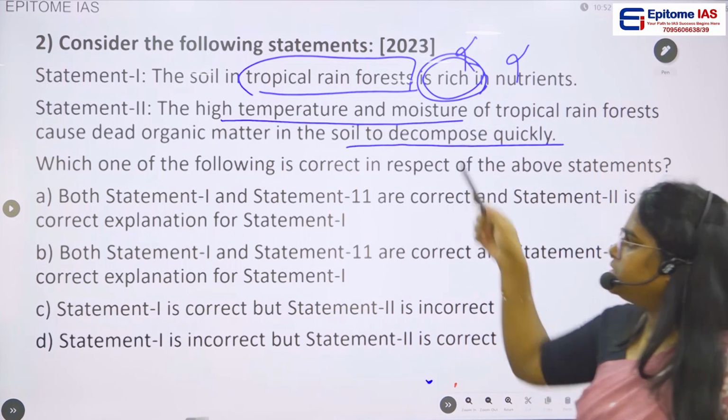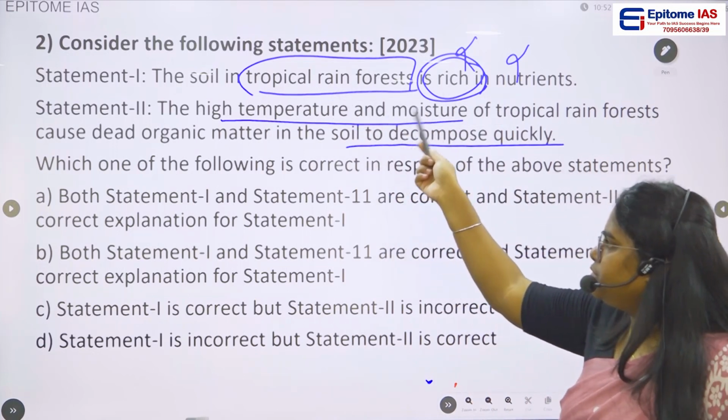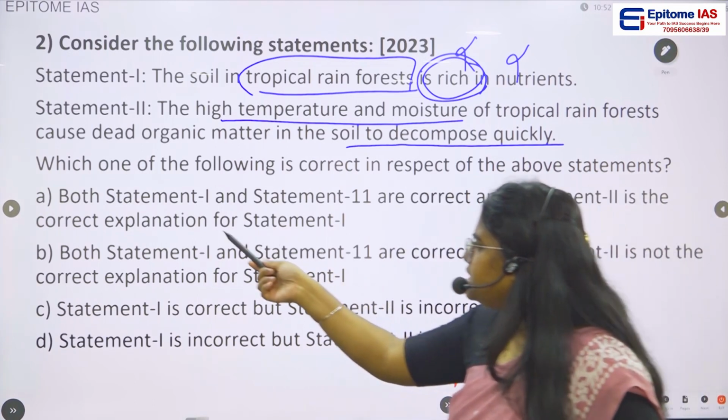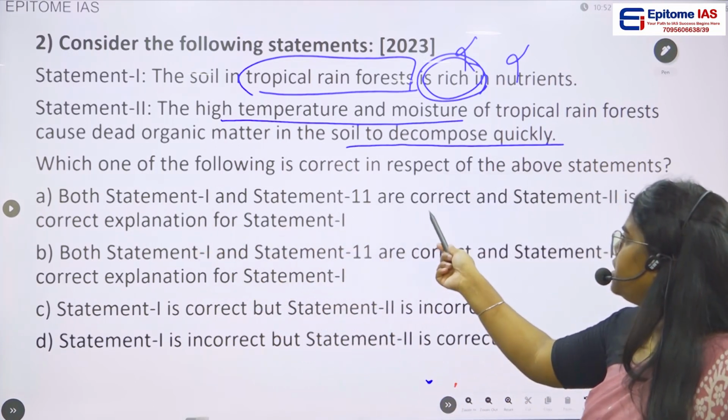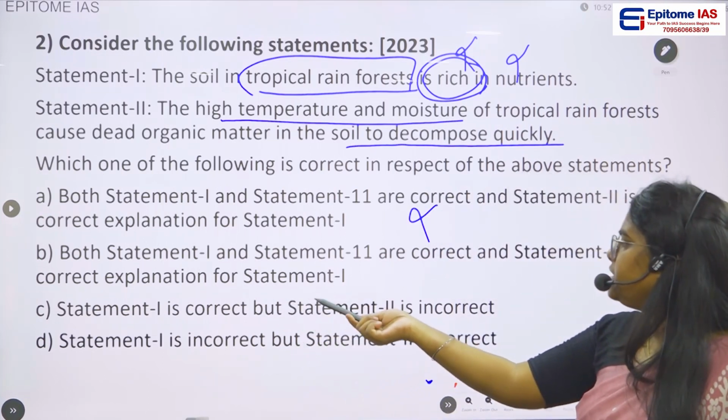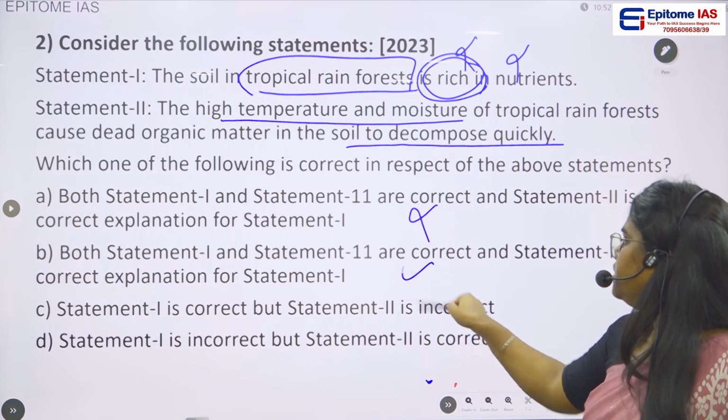So once you eliminate the first statement, go see the answer. A says that both statement 1 and statement 2 are correct. So obviously we can eliminate this option. Then, both statement 1 and statement 2 are correct. Again, eliminate this option.